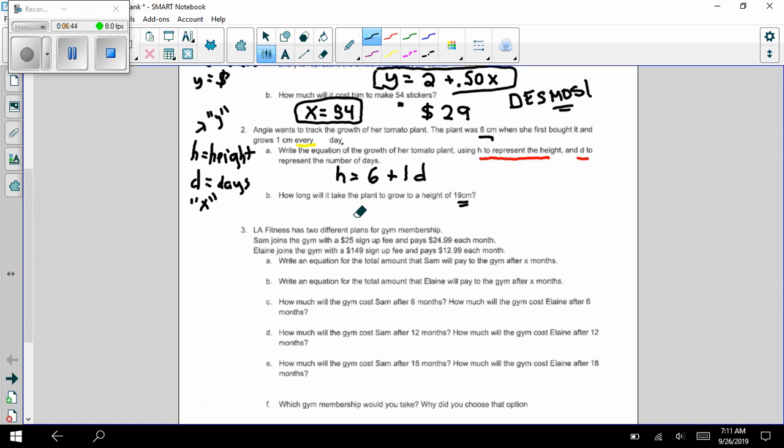So Desmos again is our friend. You're going to plug this equation into Desmos, and H is 19. However, Desmos doesn't like H and D's, so when you go to plug it in, I would suggest you write Y equals 6 plus 1x, and instead of H, you're going to write X equals 19. See where they cross? And it will take 13 days. Let's circle our answer. So we got a lot going on here.